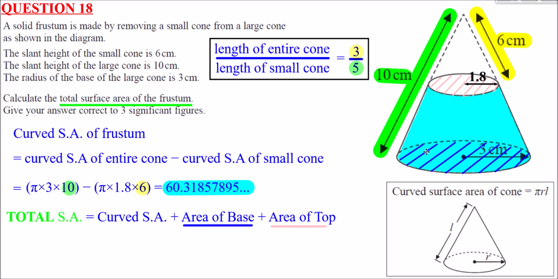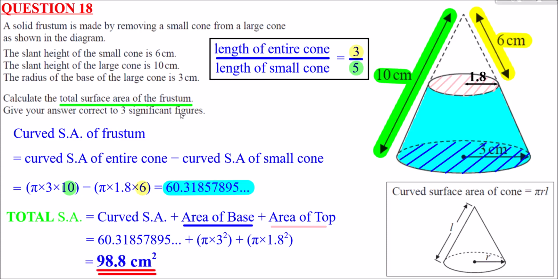So I need to work out the area of this bottom blue circle here, and the area of this one colour-coded in pink. So the curved surface area is obviously 60.3185789. The area of the big circle is pi times 3 squared, and this circle here will be pi times 1.8 squared. So piecing these bits together, we're going to have this, and we need to give our answer to 3 significant figures. So if we add these 3 bits together and round appropriately, you should see that your final answer is 98.8 centimeters squared.